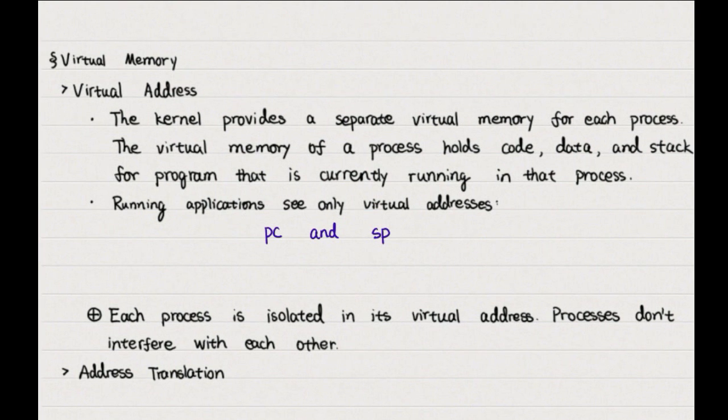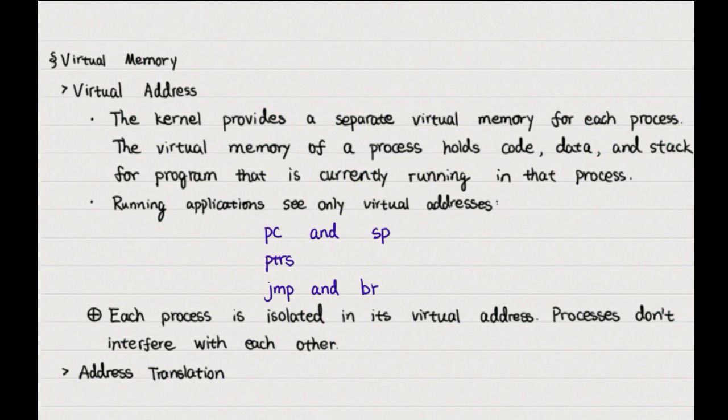Pointers are virtual addresses. Jump and branch instructions refer to virtual addresses. The advantage of maintaining a separate virtual memory for each process is that each process is isolated in its own virtual memory. As a result, processes don't interfere with each other.